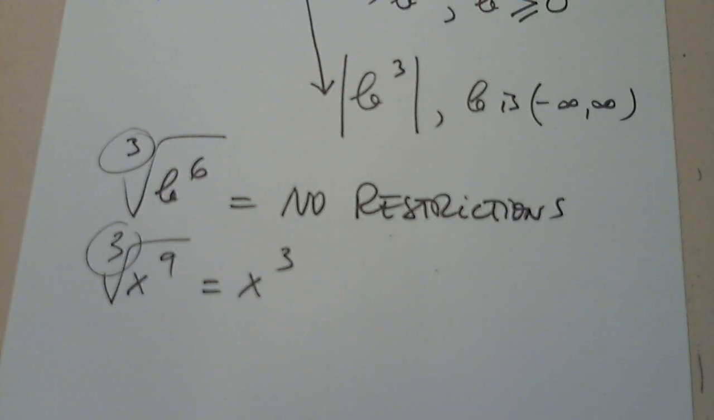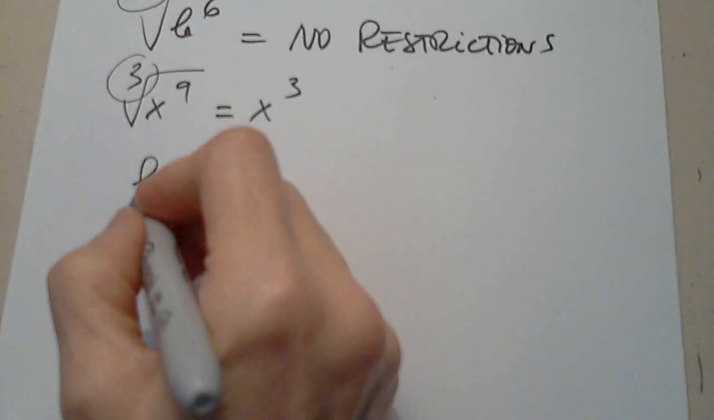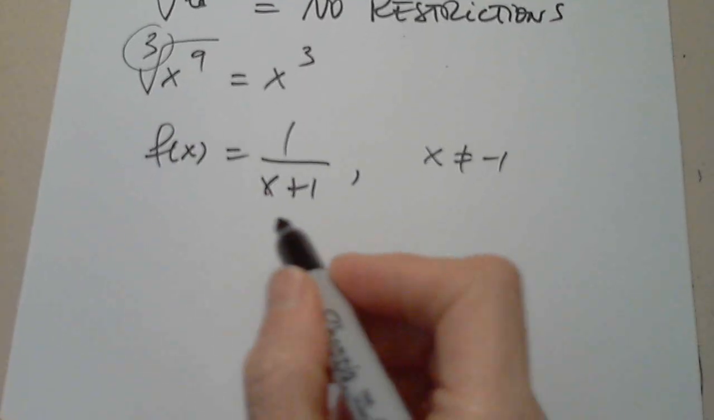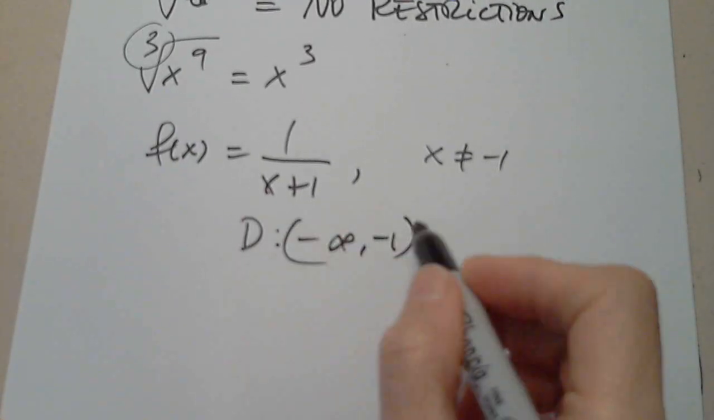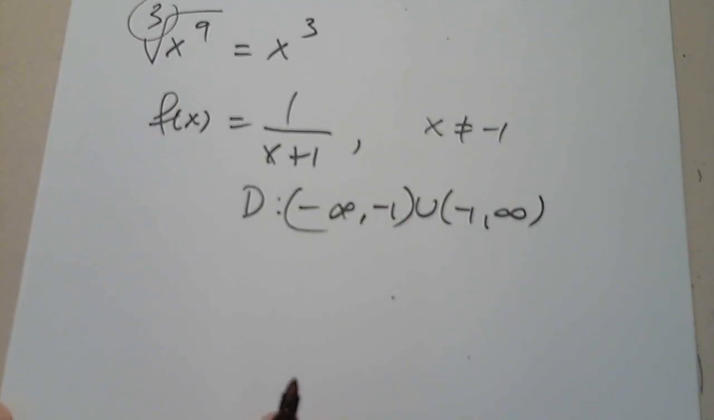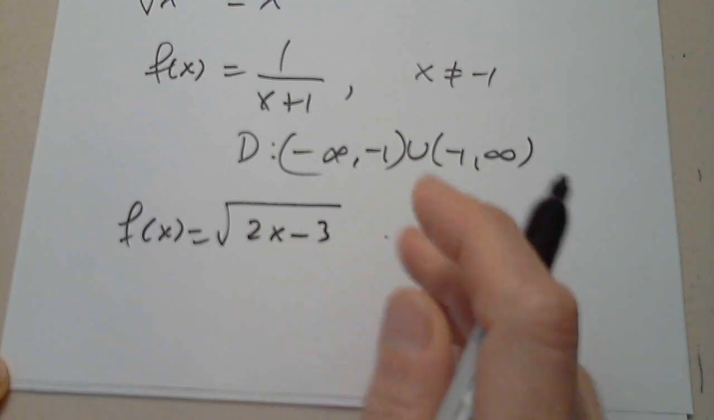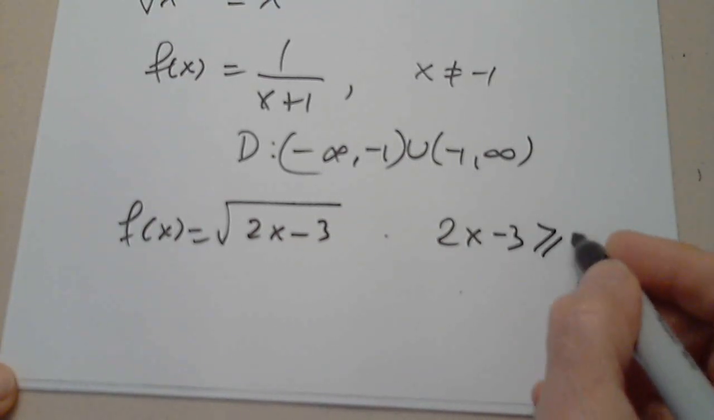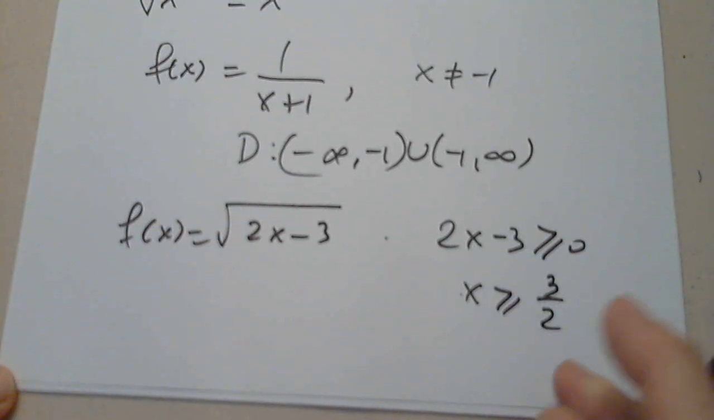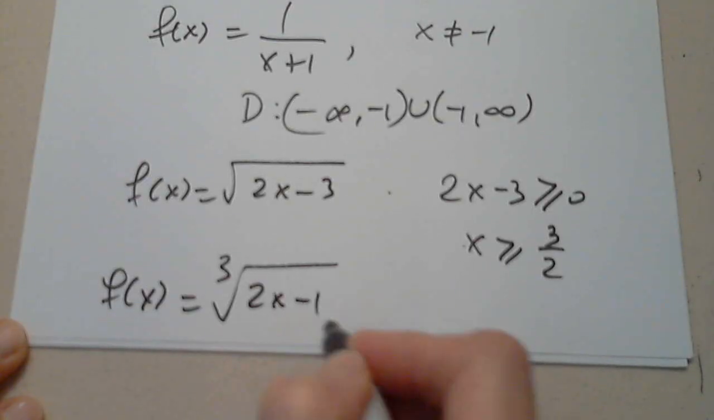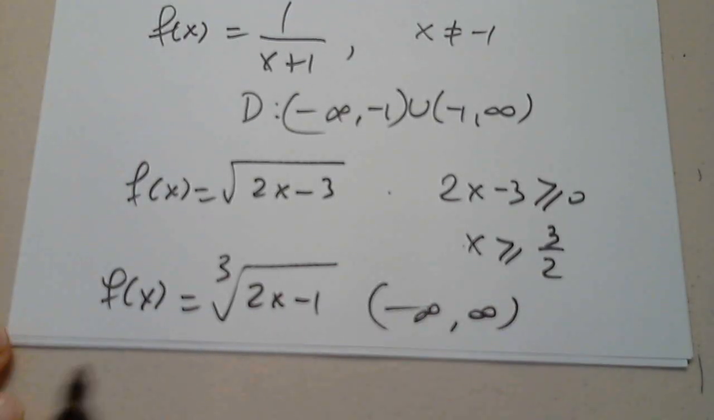Square roots have restrictions. Rational functions have restrictions. For example, how do I write a domain of this? Well, x cannot be -1. So the domain will be negative infinity, -1, union, -1, infinity. How do I write the domain of the square root of 2x minus 3? Well, I have to write that 2x minus 3 is greater or equal to 0, so x is greater or equal to 3/2. But how do I write the domain of the cube root of 2x minus 1? It's this. No headache. I don't have to write anything.